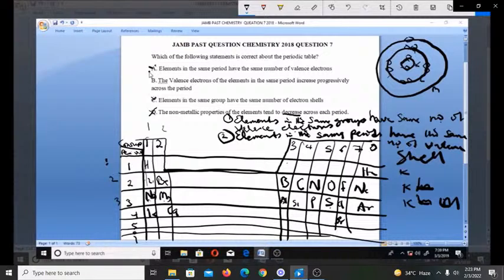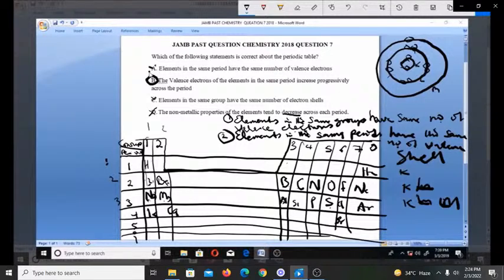The same thing here. Lithium, the valence electron here is 1. That of beryllium is 2. Boron is 3. Carbon is 4. So the valence electron is actually increasing progressively across the period. That makes option B the right option. So you can see I took time to draw this, so take note of this. The periodic table for the first 20 elements.